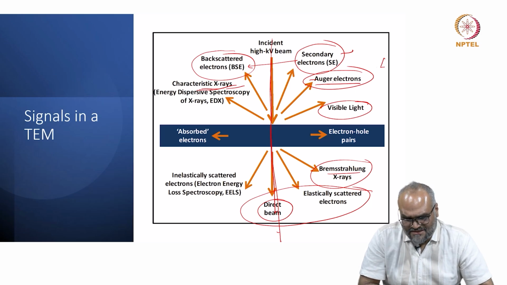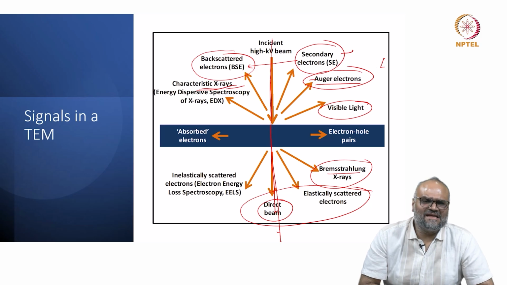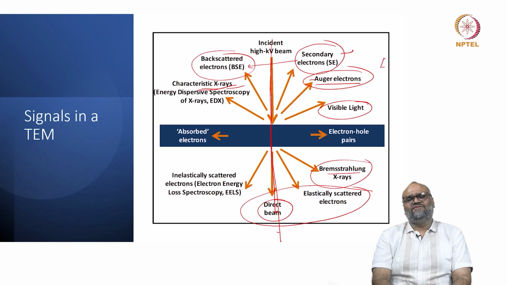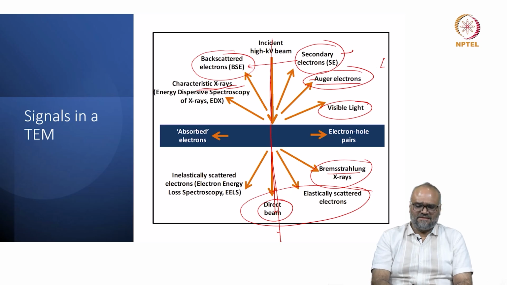I'd like to draw your attention to one common mistake we usually make. The beam traveling along the optic axis, some people call it the unscattered beam, perhaps because there is no deviation in its trajectory, but it is actually wrong. This also undergoes some scattering, but there is no deviation in the path. So you call this the direct beam. So be careful with the terminology you use. There is nothing like an unscattered beam here.